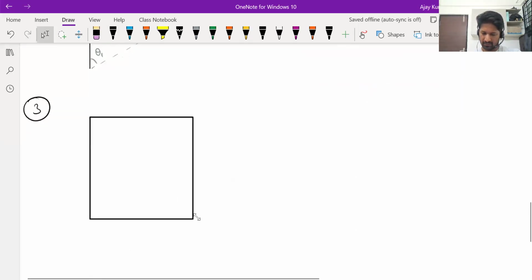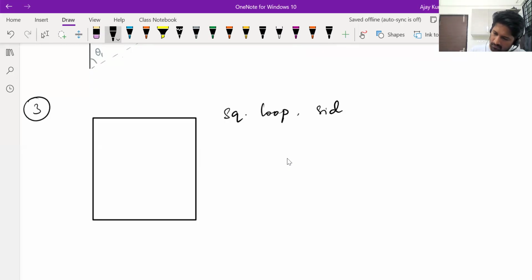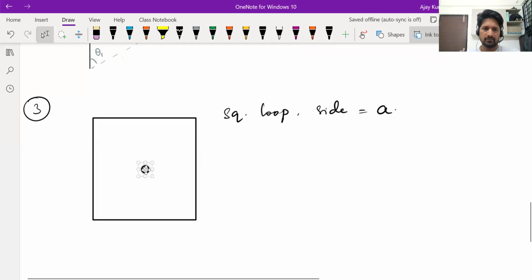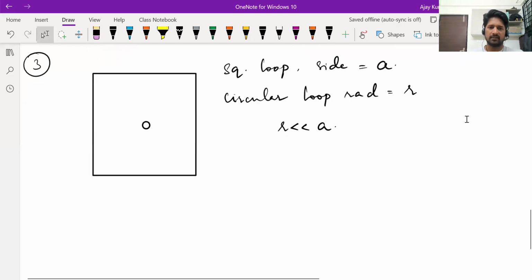Suppose there is a square loop this time, side A. At the center of the square loop, there is a circular loop, a very small circular loop, as you can see. Circular loop radius is R, and R is very small compared to A. Derive the mutual inductance between them.